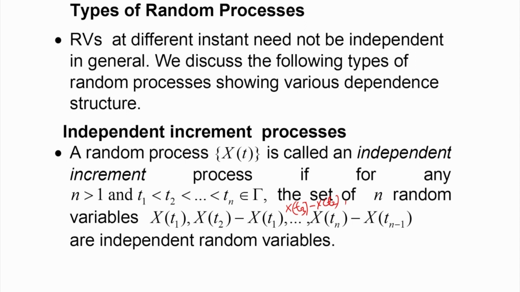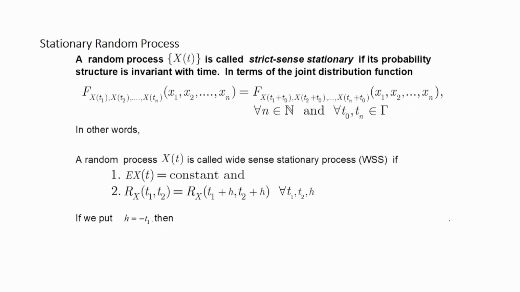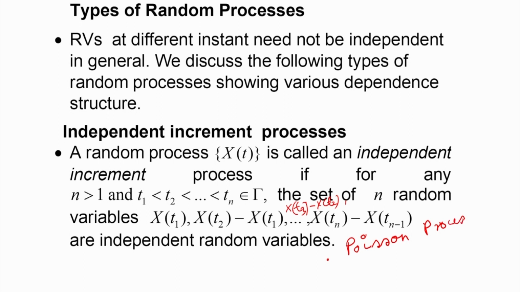So, the concept of independent increment process is very important. For example, later on we will consider two processes. One is the Poisson process. This is an example of an independent increment random process. Similarly, we will have another process called the Wiener process.